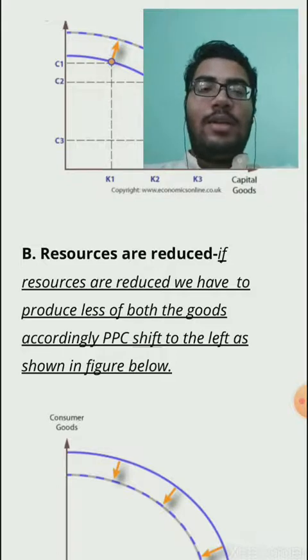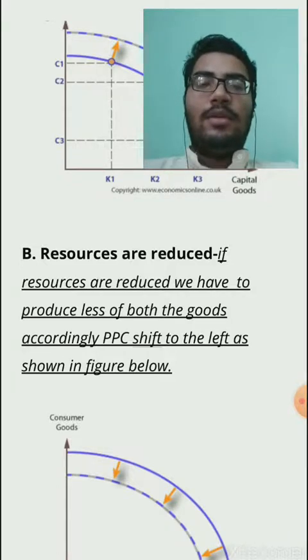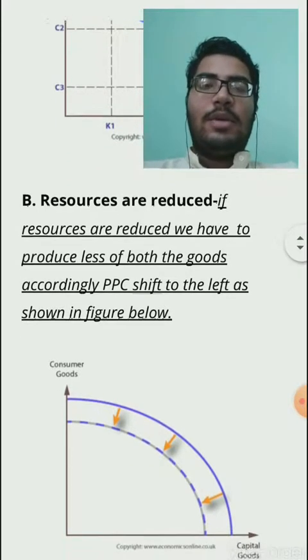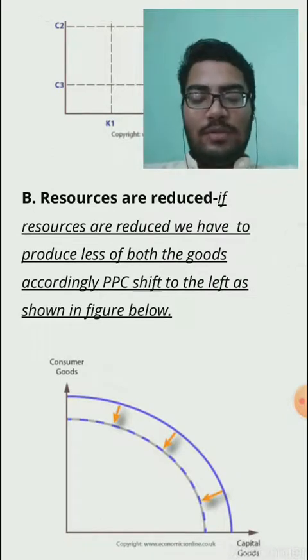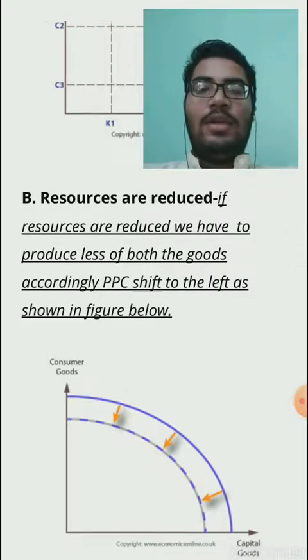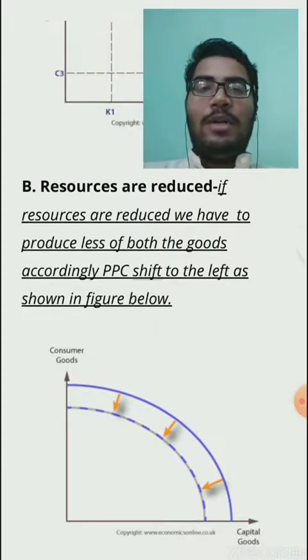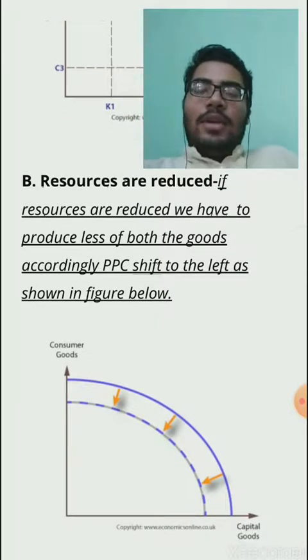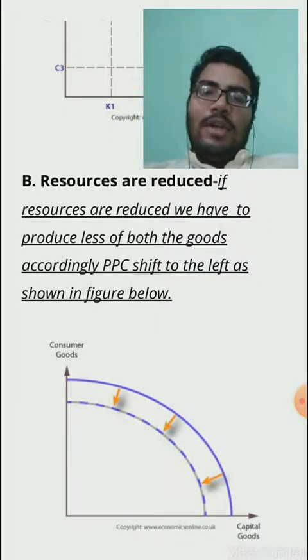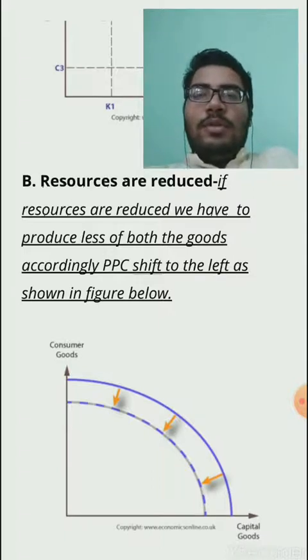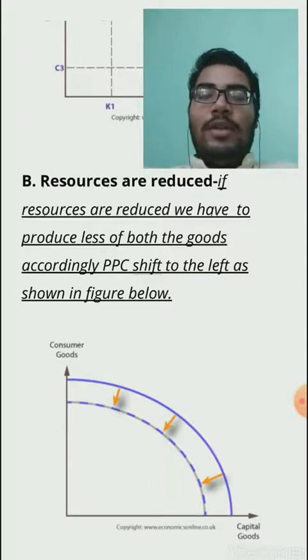So in that scenario, what will be the shape of the production possibility curve? उस स्कैनरियो में प्रोडक्शन पॉसिबिलिटी कर्व कैसा बनेगा? जब इस इकोनॉमी के अंदर जो गिवन लेवल ऑफ रिसोर्सेज हैं वो डिक्रीज हो जाएं, तो वहाँ पे जो पीपीसी बनेगा वो ऐसा बनेगा। If resources are reduced, we have to produce less of both the goods, accordingly PPC shifts to the left as shown in the figure below.